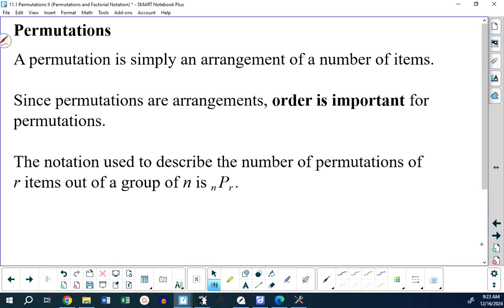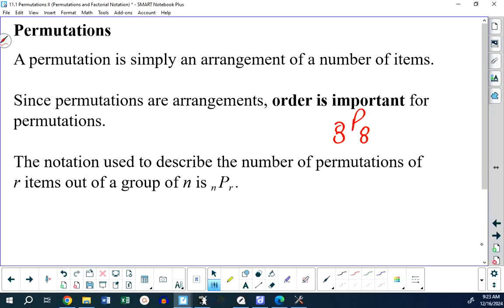So if I said, what is 8P6? I'm saying if I take these 8 people, how many ways can I arrange 6 of them in a line? Which is not 8 factorial. If I said this, that would be saying how many ways can I take these 8 people and arrange all 8 of them in a line? That would be 8 factorial.